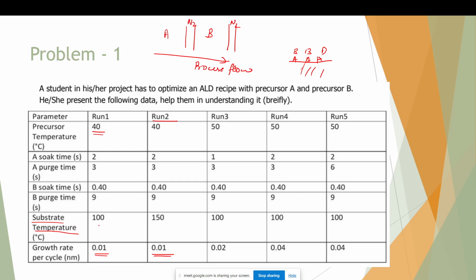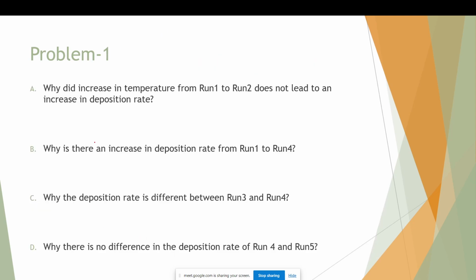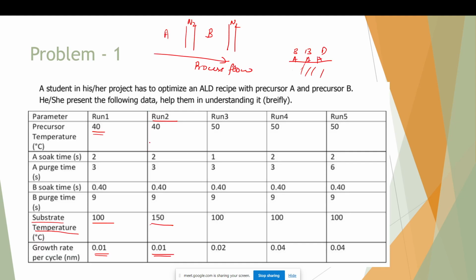If you notice, the only difference in the two runs is the substrate temperature. Substrate temperature is 100 degrees Celsius for run 1 and 150, so it's higher for run 2. So the question is, why did the increase in temperature from run 1 to run 2 not lead to an increase in deposition rate? From the process flow we are able to see that for the given two runs there was no increase in growth rate that the student has observed. So why do you think that might be the case? Anyone want to guess?